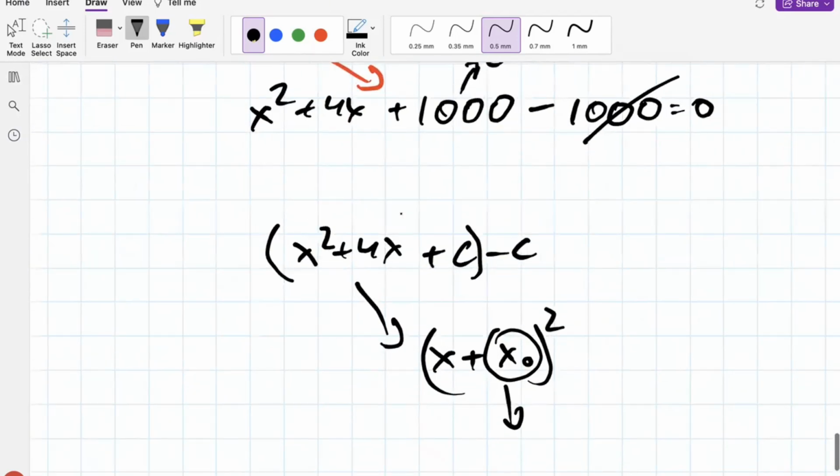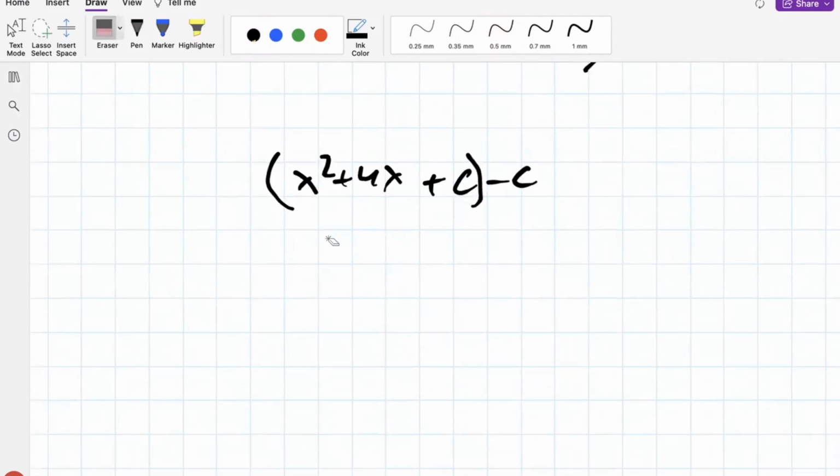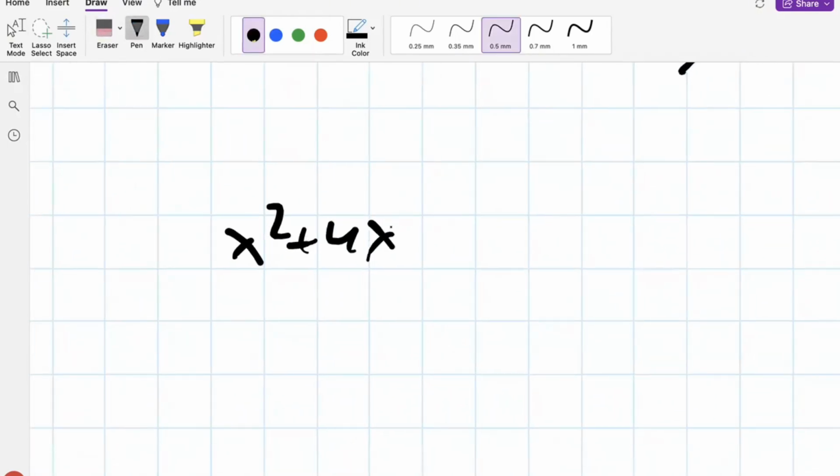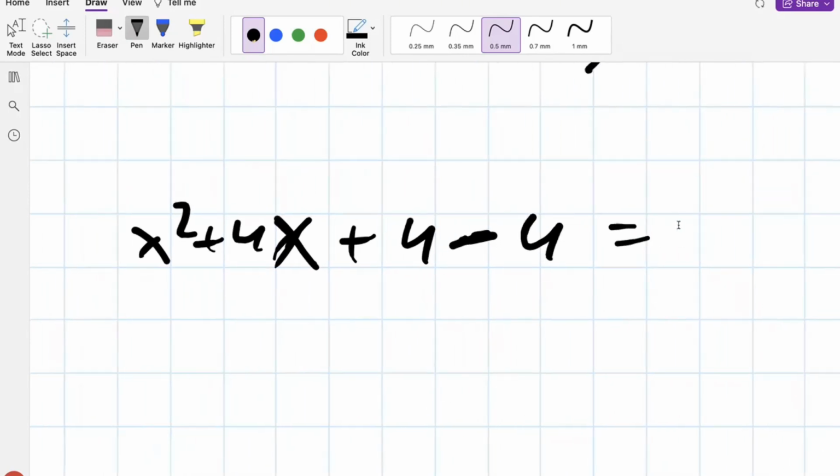Okay, now the question is, which number can we add to this expression, x squared plus 4x, in order to transform it to an expression squared? What do you think? 4. Okay, let me see what you'll have if you add 4. Basically you're adding 4, but you have to also subtract 4, right? Don't forget to subtract 4 as well. And the same is equal to 0.